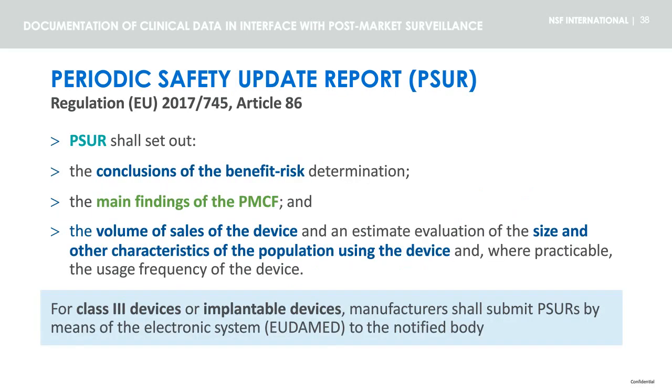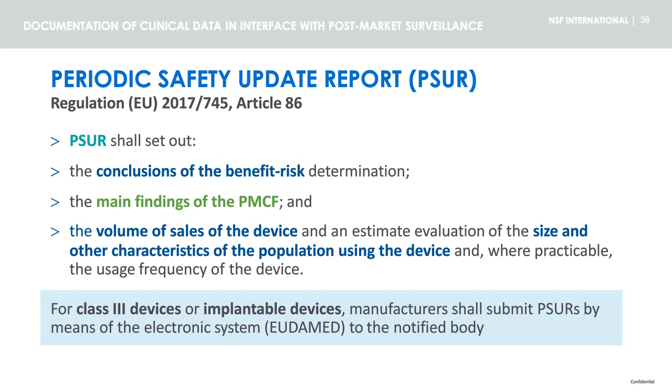Manufacturers of Class 2A, Class 2B, and Class 3 devices have to prepare a periodic safety update report known as PSUR to summarize the analysis of the post-market surveillance data. The PSUR should include the conclusion of the benefit-risk determination, the main findings of the PMCF, the volume of sales of the device, and an estimated evaluation of the size and other characteristics of the population using the device. It is part of the technical documentation and should be periodically updated.